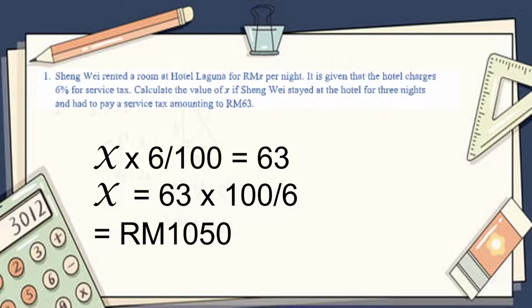Question 1. Xiong Wei rented a room at Hotel Laguna for RMX per night. It is given that the hotel charges 6% for service tax. Calculate the value of X if Xiong Wei stayed at the hotel for 3 nights and had to pay a service tax amounting to RM63. From this, we can deduce that the 63 is from 6% of what Xiong Wei has paid. So if we invert the formula for calculating 6%, we can deduce that Xiong Wei paid RM1050.